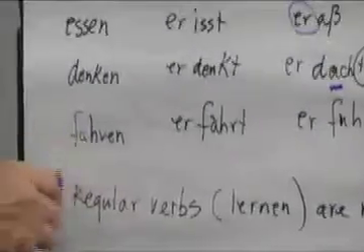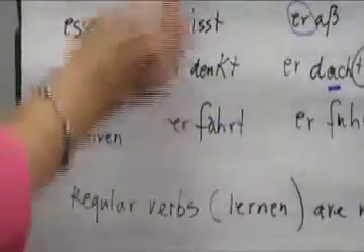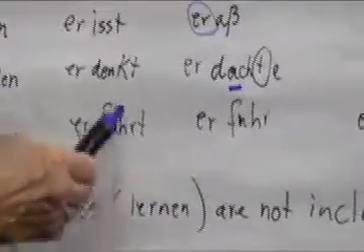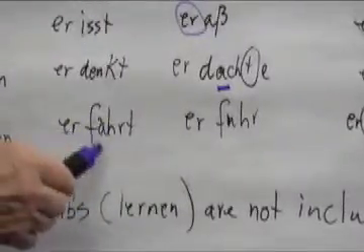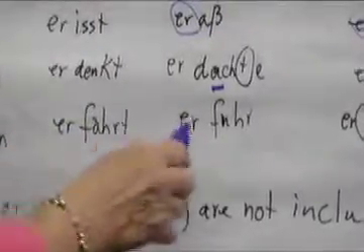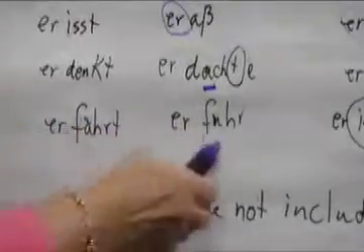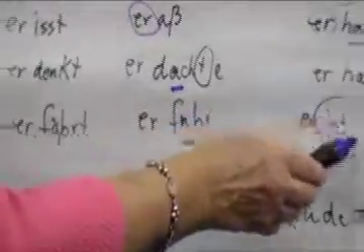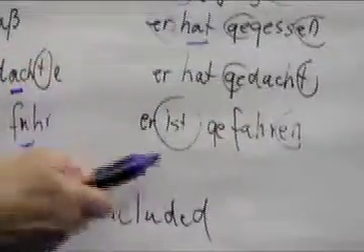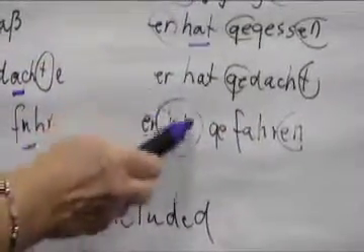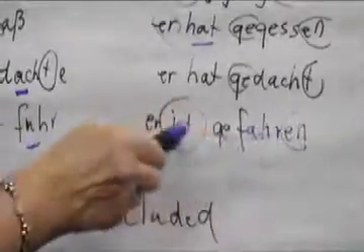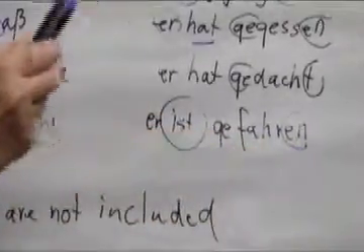Fahren, to drive. Fährt, it's an irregular vowel changing verb. Present tense, A to A umlaut. Past tense, fuhr. Fahren, A to U. Ist gefahren. This is also a motion verb, so we don't say hat, we say ist gefahren. So ist plus past participle.